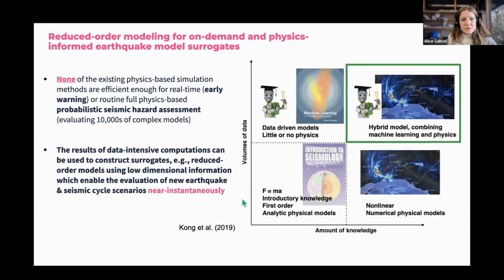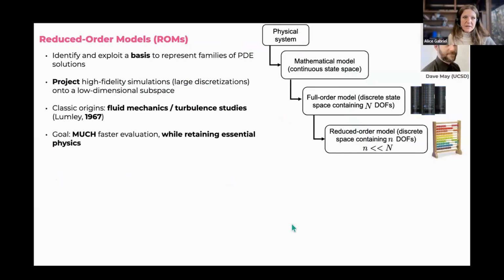However, as I just said, we can use the results of a few of these intensive computations to construct what we call surrogates. So these are, for example, reduced order models using the low dimensional information, which enables evaluation of scenarios that we didn't simulate in the past. This approach is pioneered for these kind of applications by Dave May. There's a short overview of what this will include.